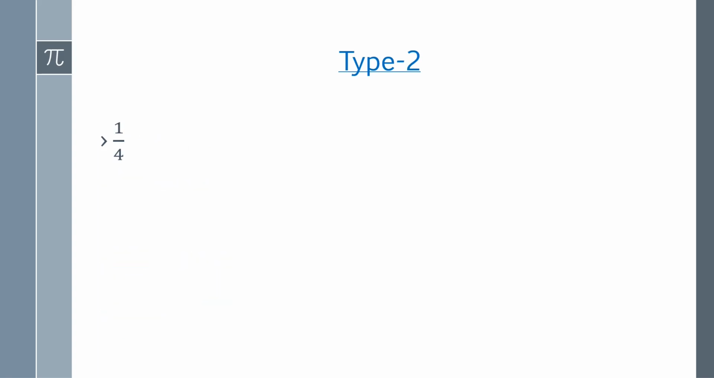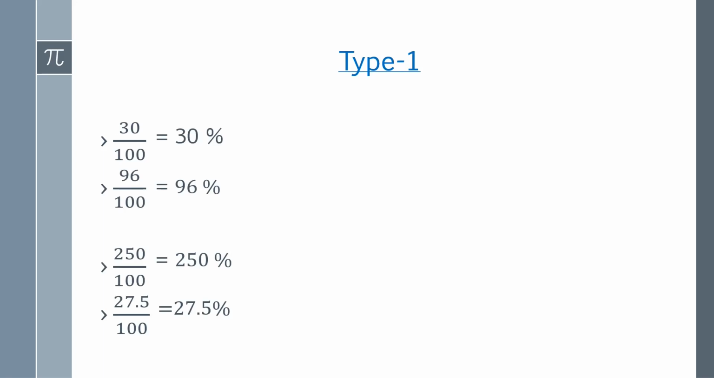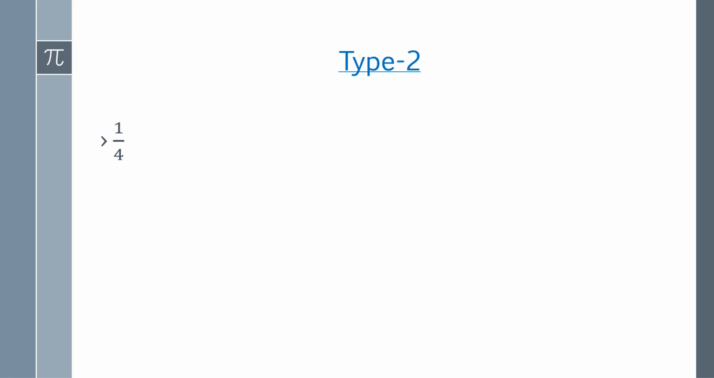In type 1, we learned to convert fractions to percentages, but the fractions all had a denominator of 100, so conversion was simple. In type 2, we don't have a denominator of 100, so conversion is more difficult. We can easily transform this fraction into a percentage by converting it to another fraction with a denominator of 100. Now I'll take 1 by 4 and construct a fraction with a denominator of 100. So multiplying 4 by 25 equals 100. So I'll multiply by 25 in both the numerator and denominator.